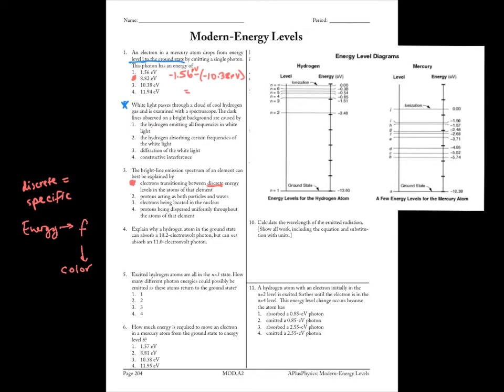Number 4, explain why a hydrogen atom in the ground state can absorb a 10.2 electron volt photon, but not this. So as I was going over before, 10.2 electron volts is the difference between n equals 1 and n equals 2, ground state to second level. That's why it could absorb it, because it can go from here to here. 11 is not the difference between the ground state and the third energy level. It's too little. It falls somewhere in between here. And so if you absorb not enough, falling anywhere in between, you won't move. That's why you can't absorb it.